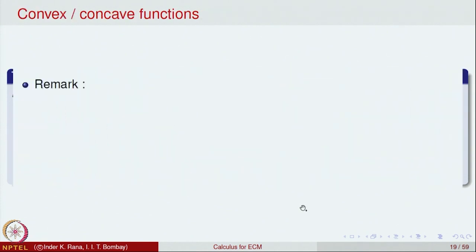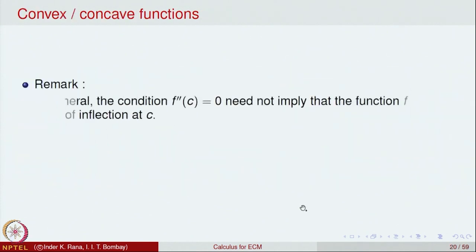inflection, right. So, here are some remarks, cautions: the condition that second derivative equal to 0 need not imply the function has a point of inflection at C. Like we said for local maxima and minima, first derivative equal to 0 at a point gives you the possibility of that point being a local maximum or minimum. It does not say it should be, because that is only a necessary condition. Similarly, f double dash of C equal to 0 only says that C possibly can be a point of inflection. One has to check by the definition that this is indeed a point of inflection.